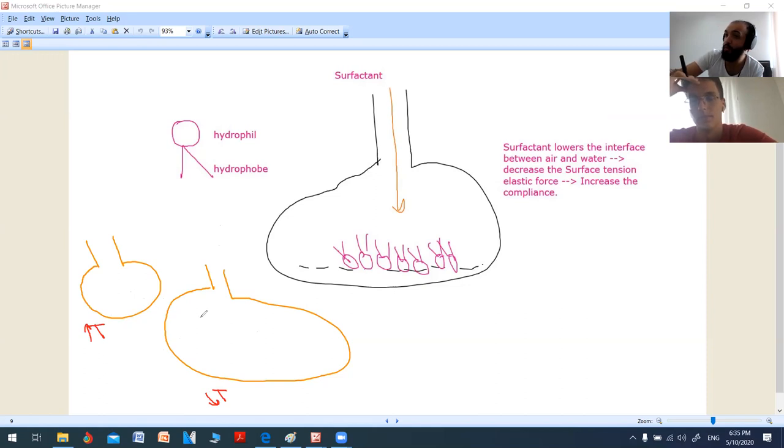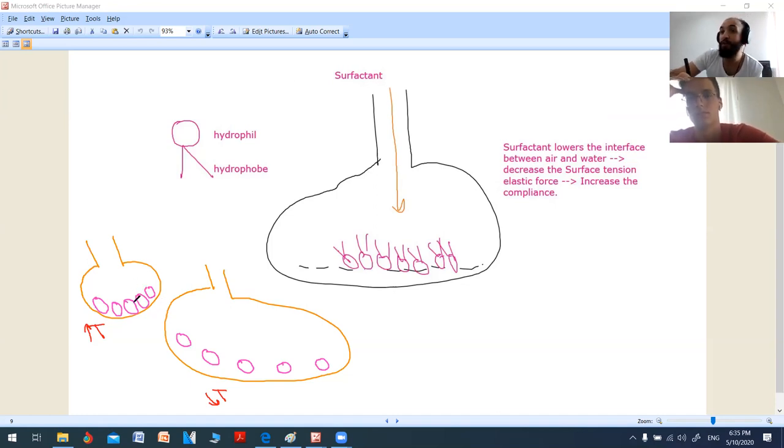Clear? Okay, so we add the surfactant. We add surfactant here, here, here, here, and here. If you look at the surfactants in the small and the large alveoli, where do you think we have more surfactant? In the small? They are equal in number, but the density of the surfactant is more in the small one. Clear?